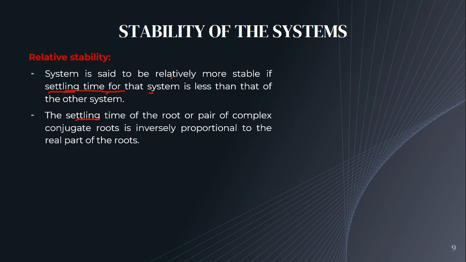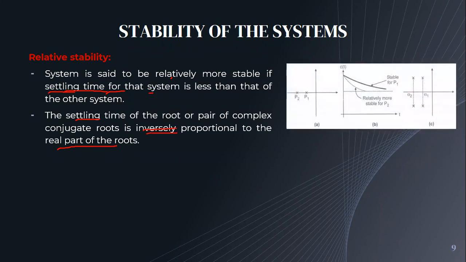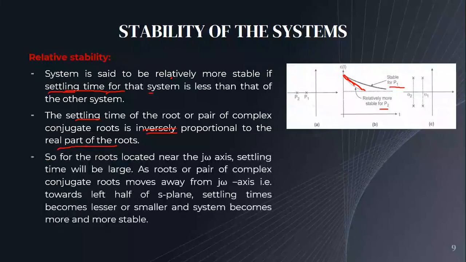Again, this settling time is inversely proportional to the real parts of the roots. You can see over here, if I have two systems with roots P1 and P2, and the settling time of P2 is less than that of P1, that means the magnitude of P2 is greater than P1. The larger the magnitude, the less the settling time. This is how we determine the relative stability.